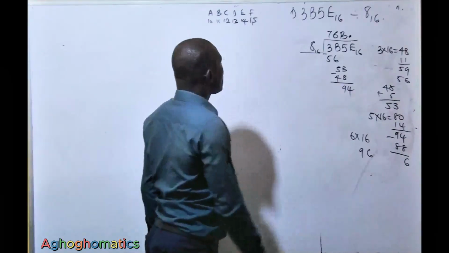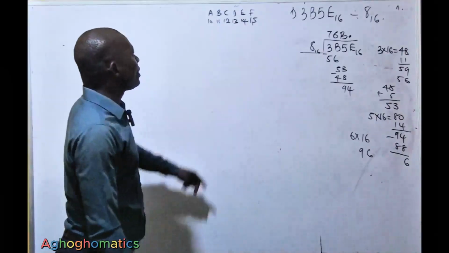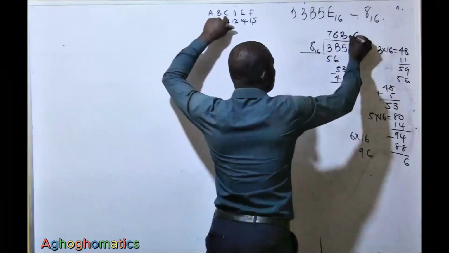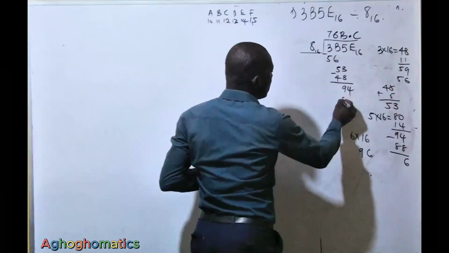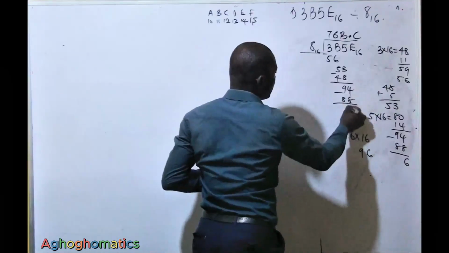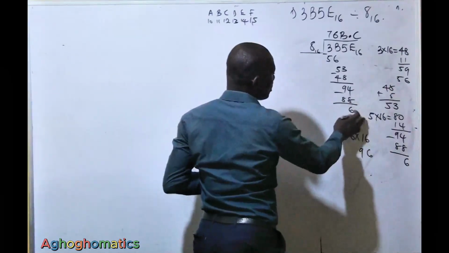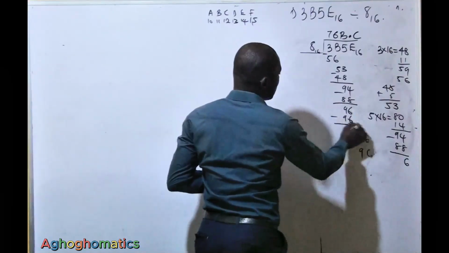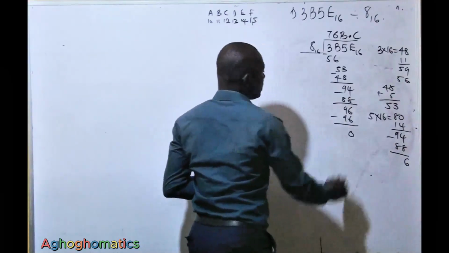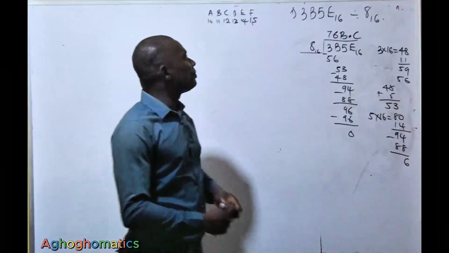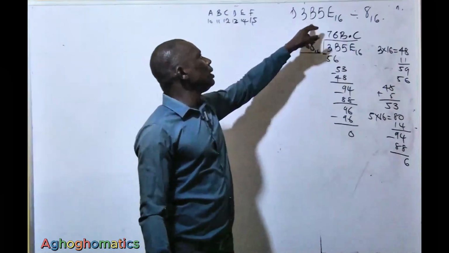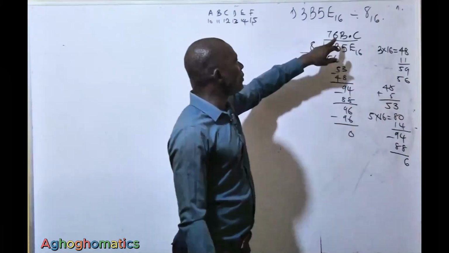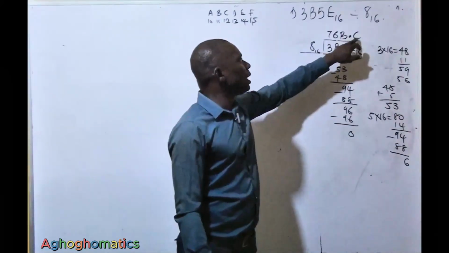Here we cannot put 12. We look at what 12 represents: 12 is represented by C. So we put point C. Here should be 96, and if we subtract 96, what we have is 0. So if you divide 3B5E by 8, the result is going to be 76B point C.